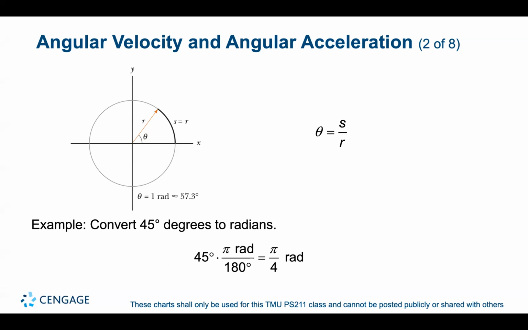So 45 degrees is pi over 4 radians. Generally, angular quantities in physics must be expressed in radians. Be sure to set your calculator to radians mode. That's important, or else you're going to have to do that translation from degrees to radians.